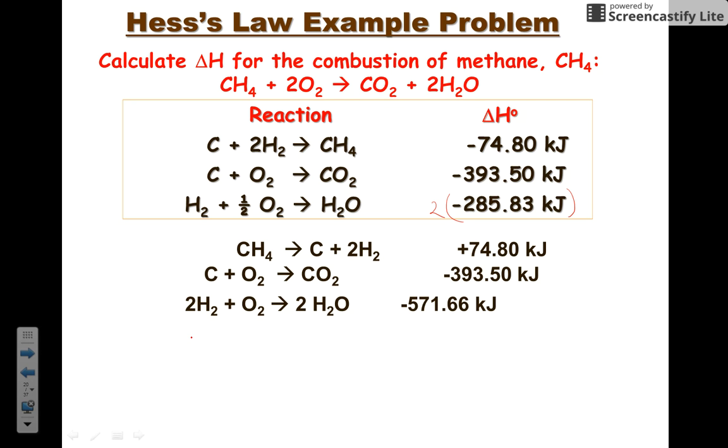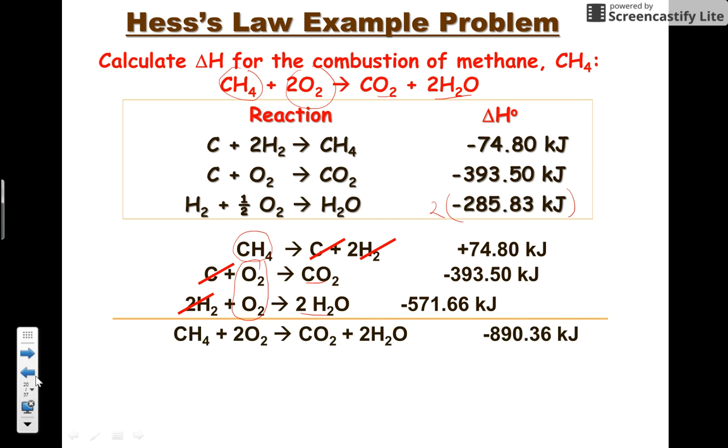So now, once you've done that, look at what happens to the intermediates. The carbon here cancels with the carbon. Your 2 hydrogens cancel out. And if you look at what's left over, you have CH4, and I had CH4 here. Notice I have 2 oxygens total, and they're on the same side, so I add them. So 2 oxygens here. And I have 1 carbon dioxide and 2 waters. So I can add these together, and that gives me the balanced equation.